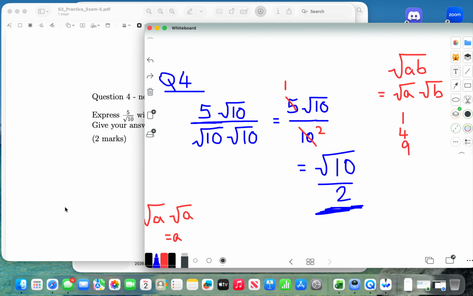And that's us finished. It's 2 marks. It's quite an easy question. But sometimes you can simplify the surd on the numerator. So for example, if we got root 12, then we could do root 4 times root 3, which is 2 root 3. But that's us finished.